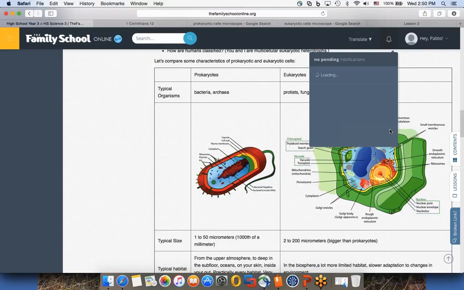Okay. One question here that Haley asked, Jens, is basically whether it is a single cell or multi-cell. How are prokaryotes, are they single cell, unicellular, or multicellular? What do you think?